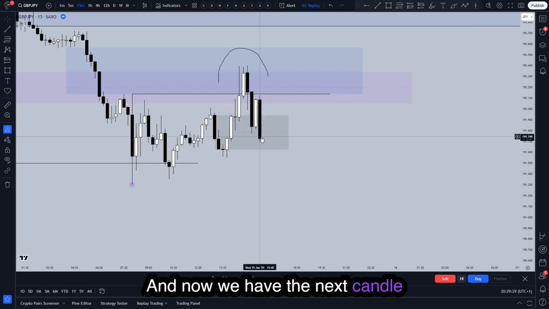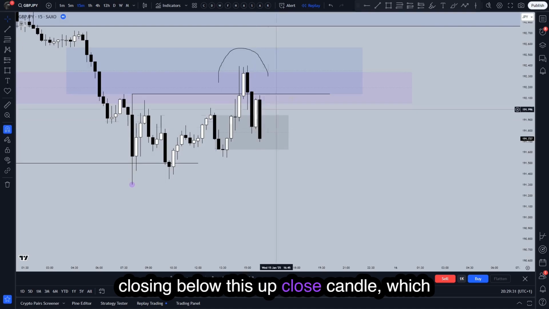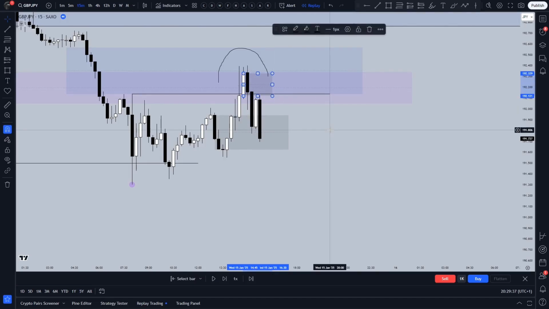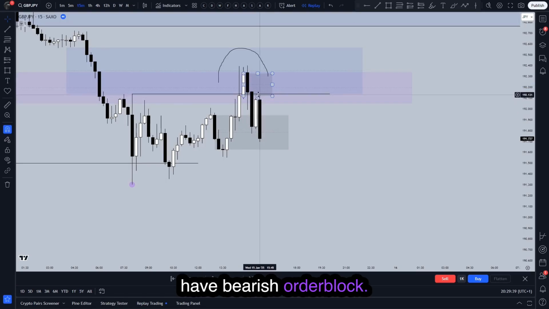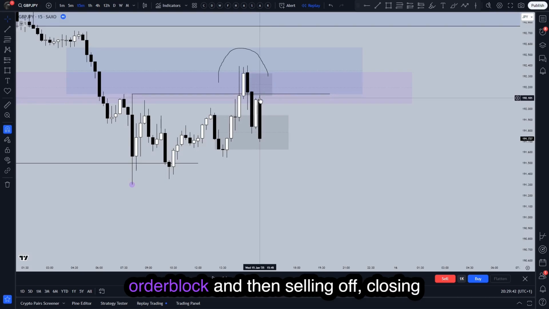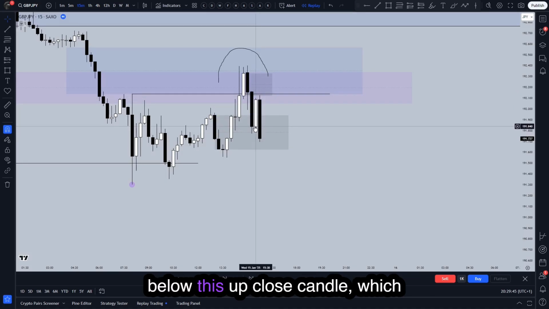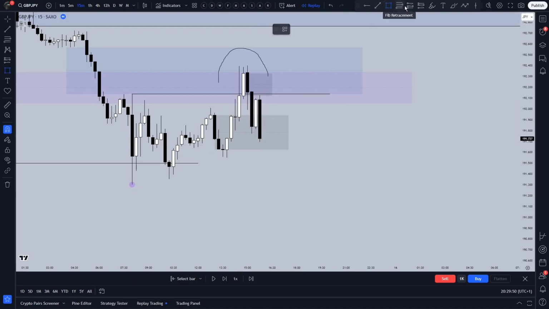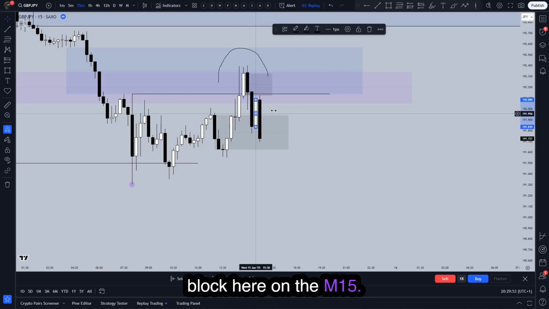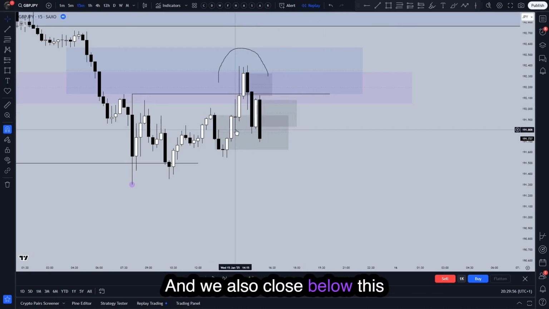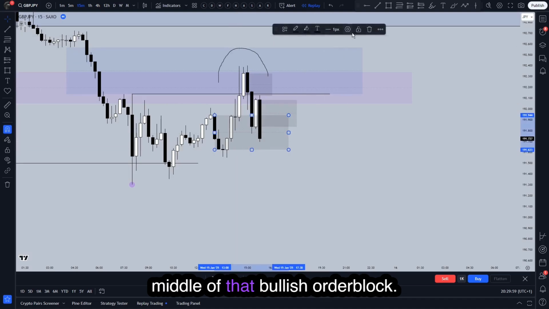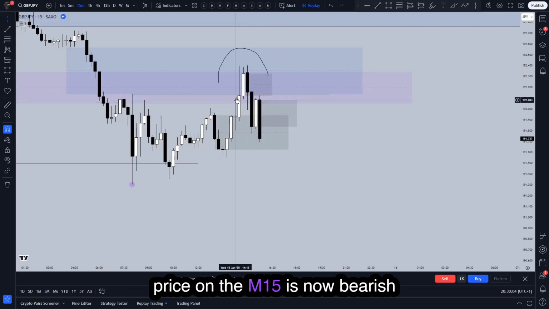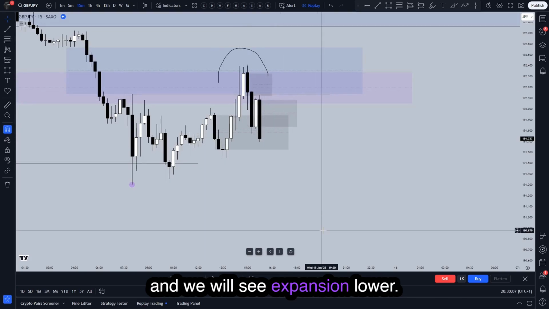And now we have the next candle closing below this up close candle, which retraced into this initial bearish order block. You can see here we have bearish order block. Price is retracing into the bearish order block and then selling off, closing below this up close candle, which confirms a new propulsion block, right? So we have a propulsion block here on the M15, and we also close below this fair value gap and below the middle of that bullish order block. So we can conclude that most likely price on the M15 is now bearish and we will see expansion lower.